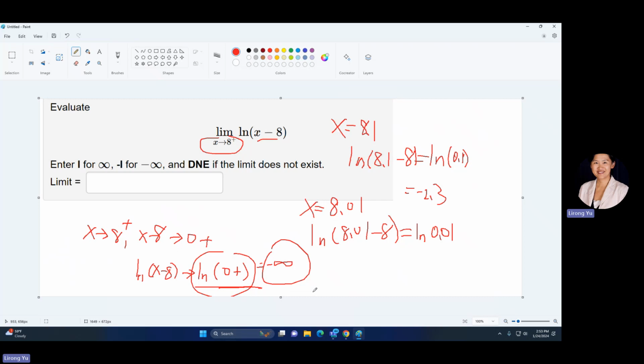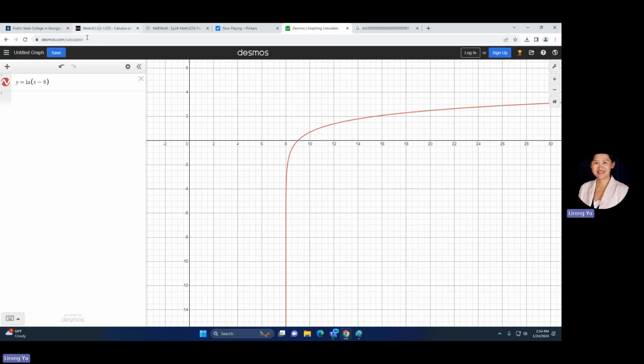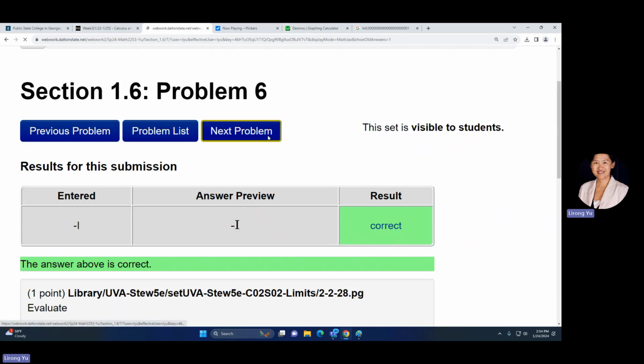Ln of e is 1. Ln of 1 is 0. So anything lower than 1 ends up giving you a value that's negative. On the number side toward 0, the logarithm is negative. It's negative. And that's this example.